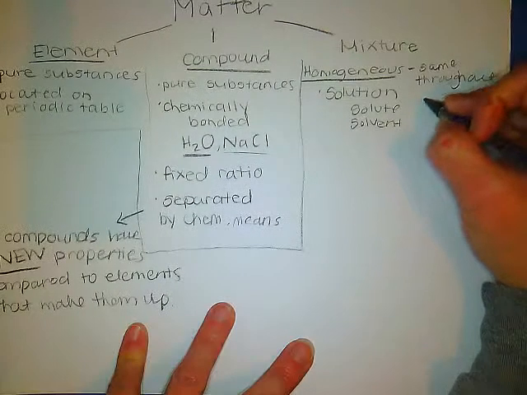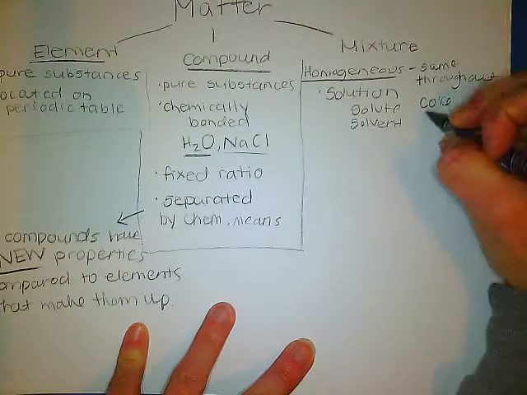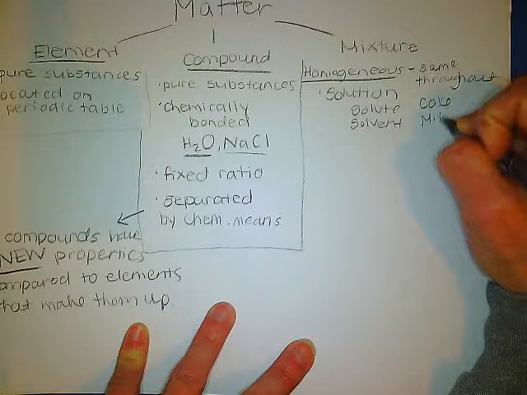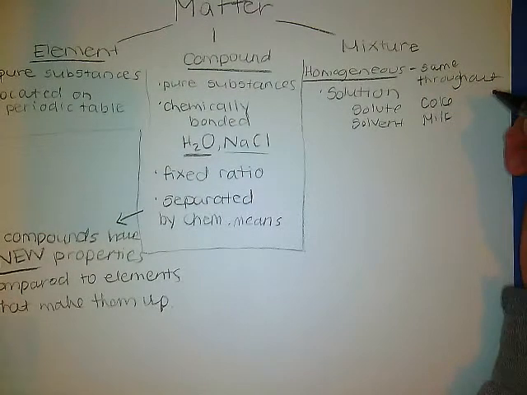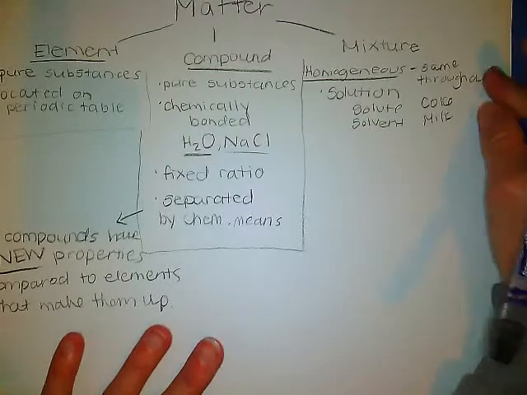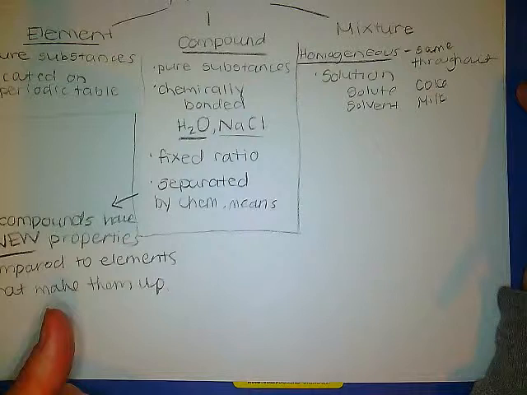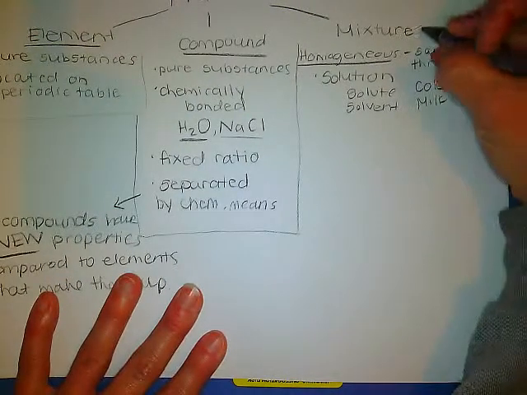And an example of that you could list as Coke. Coke is a homogeneous mixture. You could say milk, okay? Toothpaste, shampoo, so many different things. Anything that's uniform throughout that's made up of multiple substances.